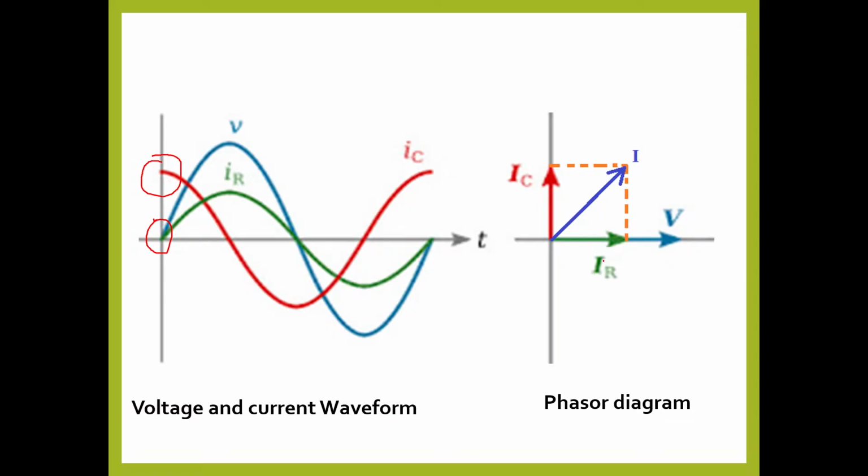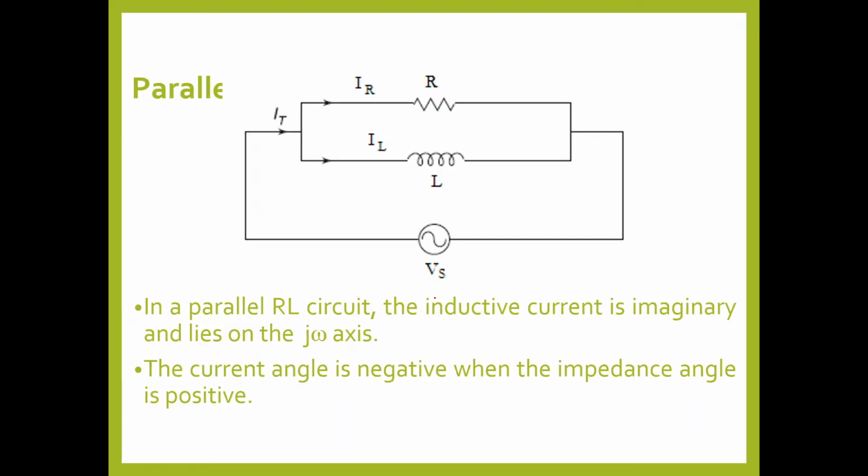So if you draw the phasor diagram, you see IR is in phase with V, whereas IC is leading voltage by an angle of 90 degrees. Now from IR draw a dotted line, from IC draw a dotted line, join it, consider this as some angle phi. Join it, that is nothing but I. I is the vector sum of IR plus IC.